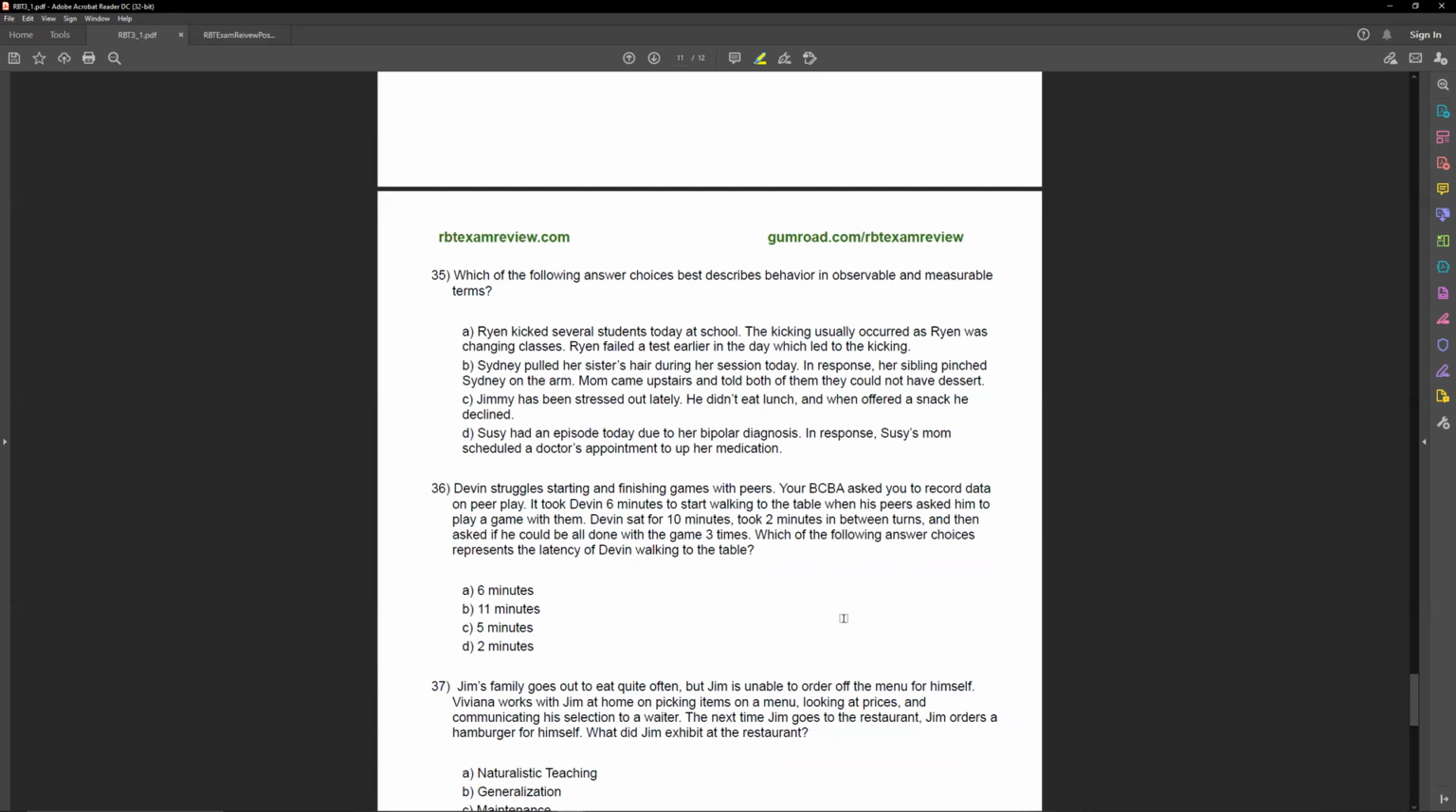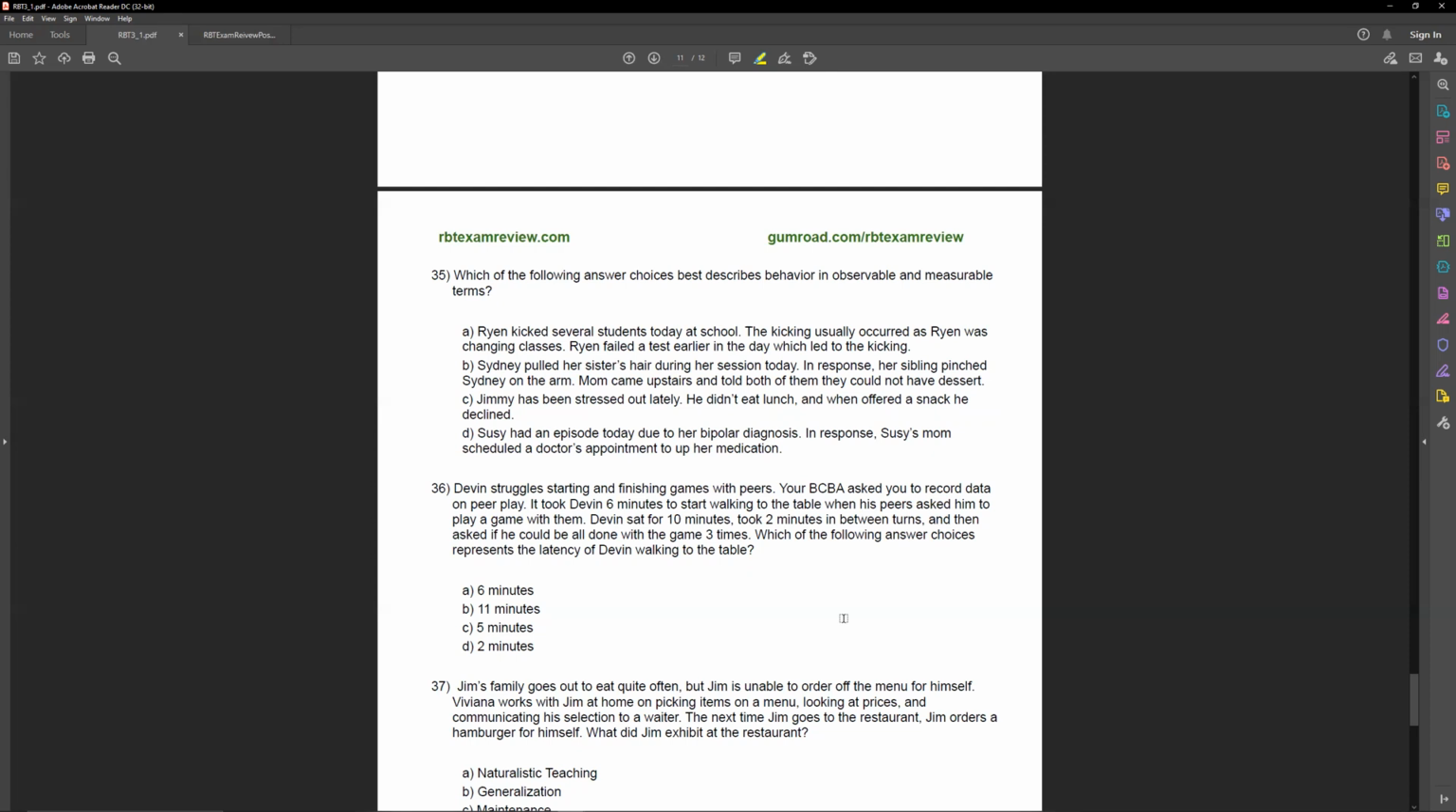Ryan failed a test earlier in the day, which led to kicking. So the beginning is very good, right? Ryan kicked several students today, that's observable, that's measurable. Kicking occurred as Ryan was changing classes, observable, measurable. But now we're making assumptions, right? Ryan failed a test earlier in the day, which led to the kicking. Now we're just assuming things. We're injecting our own subjective opinion into our observable, measurable terms, okay?